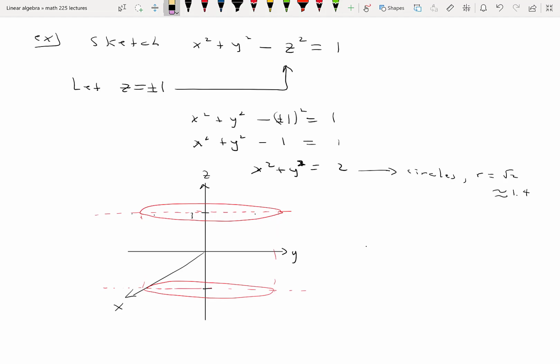So, is this enough to understand what the surface looks like? No, not really. I barely understand what the traces look like. Let's take a look at another trace. Let's take a look at what's going on in the xy plane. Let's let z equal 0. Z equals 0 is in fact the xy plane. If z equals 0, I get x squared plus y squared equals 1. Now that's a circle, the same old unit circle we're familiar with.